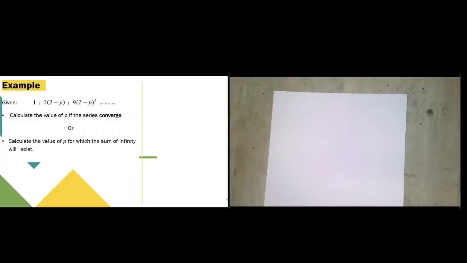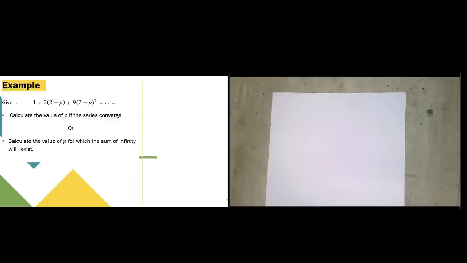I can either ask you to calculate the value of p if the series converges, or I can tell you to calculate the value of p for which the sum to infinity will exist. Remember, a sum to infinity will only exist if a series is convergent. So these are the two different ways I can ask this question.